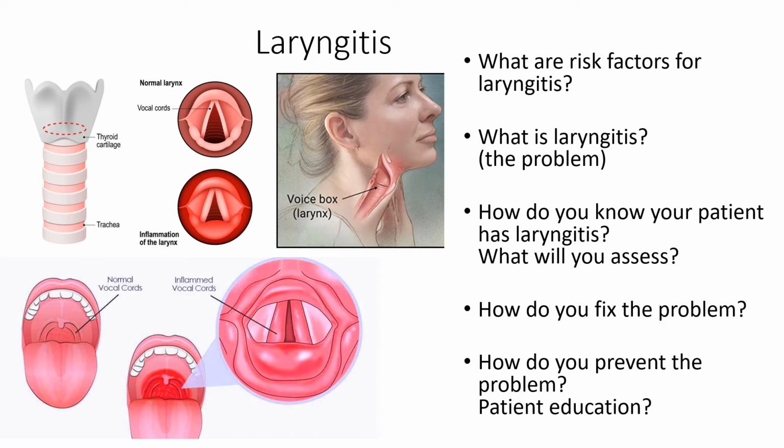So how do we fix this problem? Voice rest. That means don't talk, don't scream, don't sing. Add moisture to the air in the home with a humidifier or a vaporizer, and drink lots of fluids. Avoid smoke and exposure to secondhand smoke. We can use antibiotics if it's an upper respiratory infection that's causing the problem.